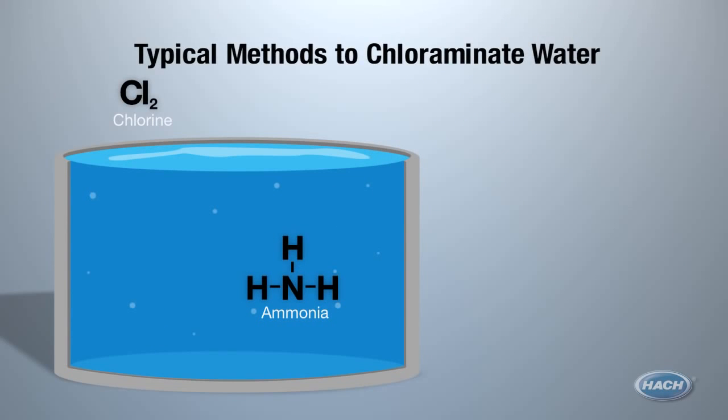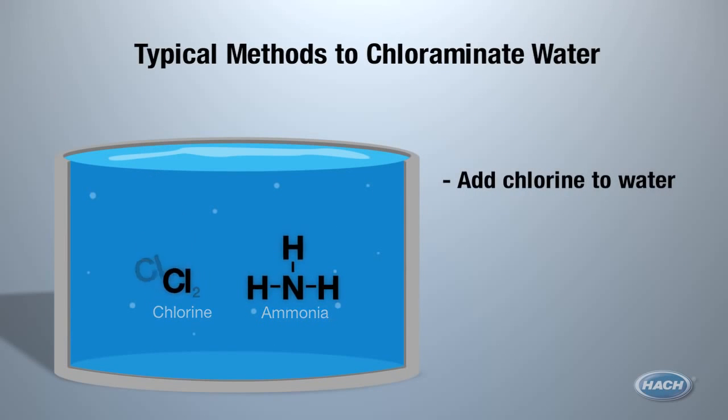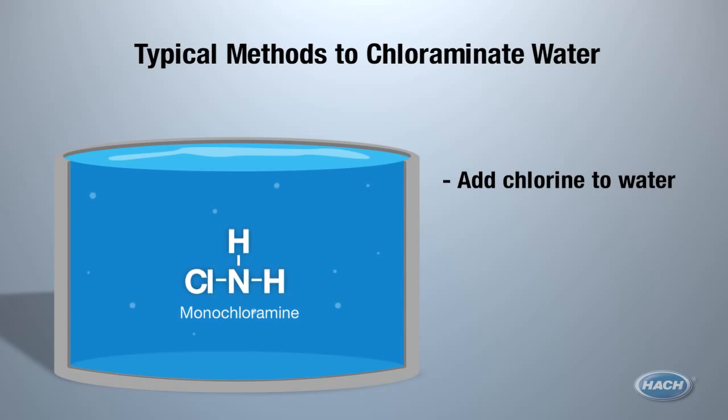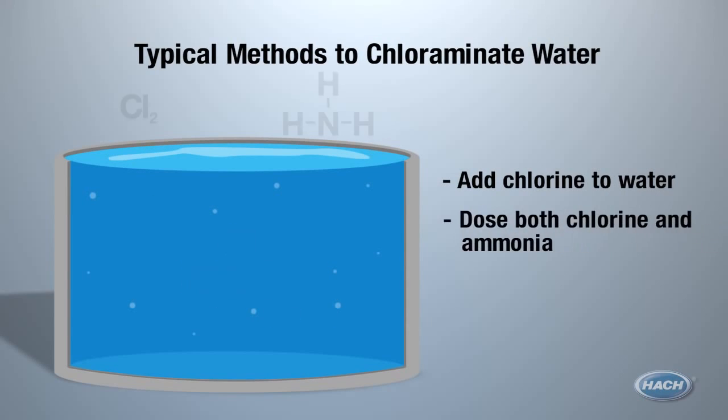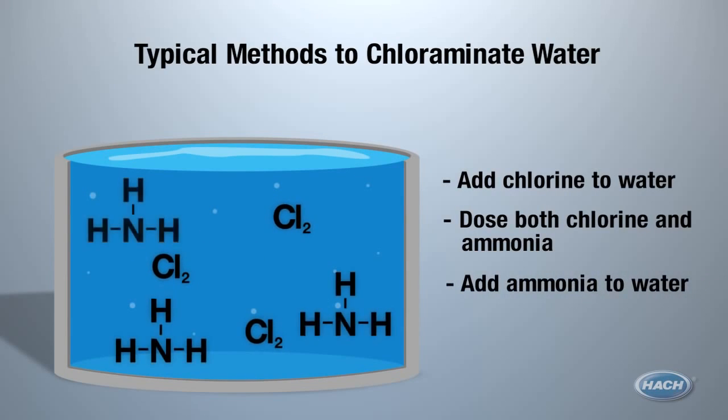When you chloraminate, you add chlorine to water with existing ammonia, or dose both chlorine and ammonia together, or you can add ammonia to water that has already been chlorinated in the treatment plant or another utility. In this example, let's pretend we are adding chlorine to water that already has ammonia.